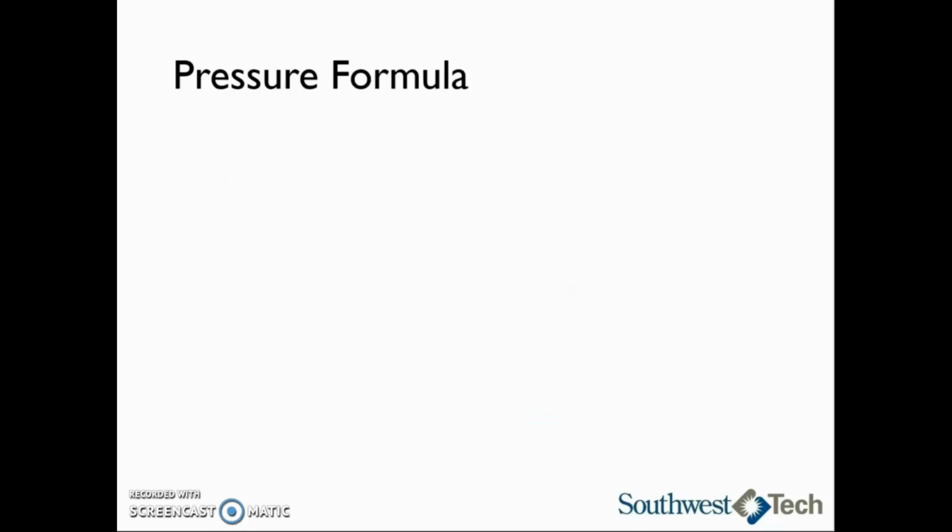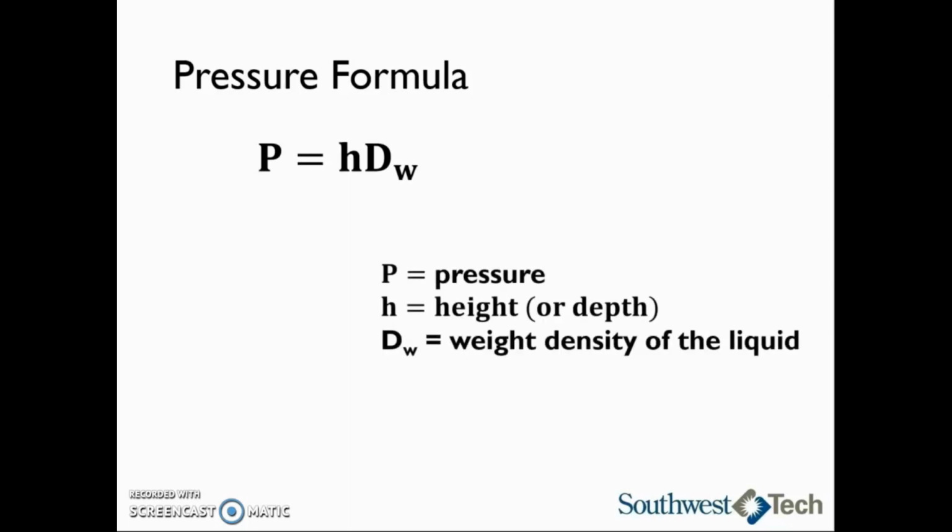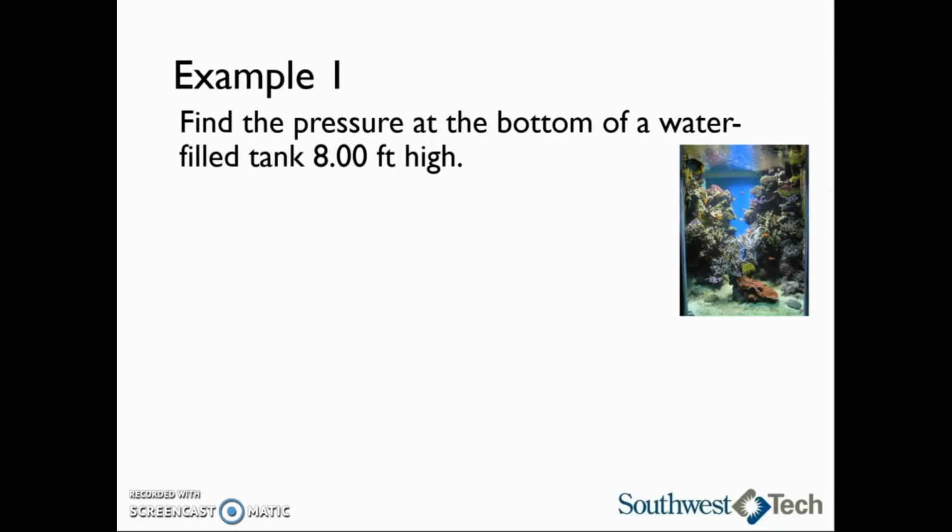If we want to solve problems relating to hydrostatic pressure, we will use the equation that pressure P equals the height or depth h times the weight density of the liquid, d sub w. The weight density of the liquid can be found in a table. Let's take a look at an example calculation. Find the pressure at the bottom of a water-filled tank that is 8.00 feet high.